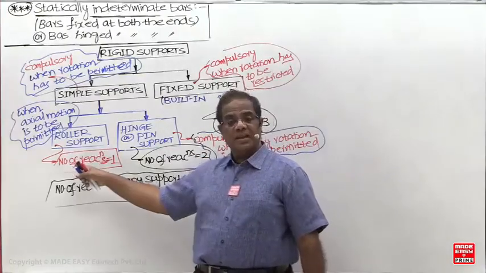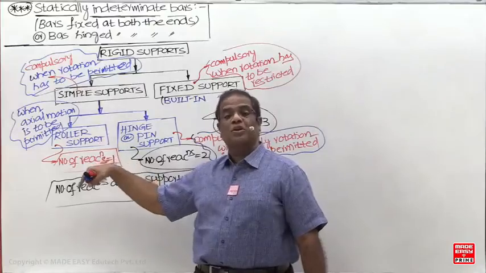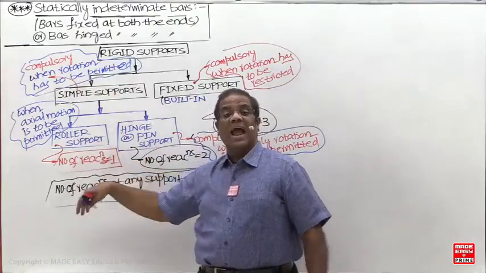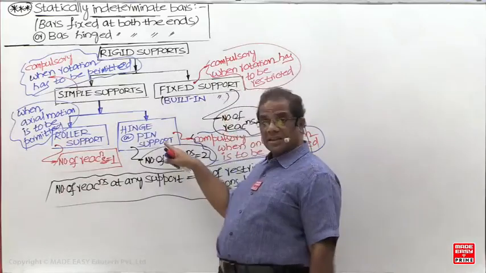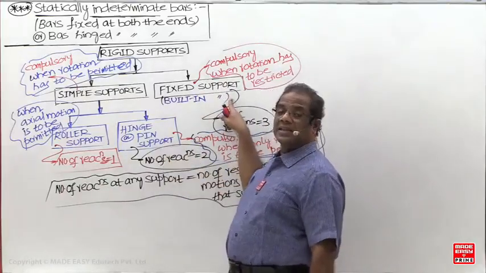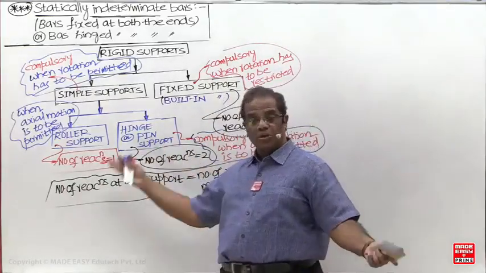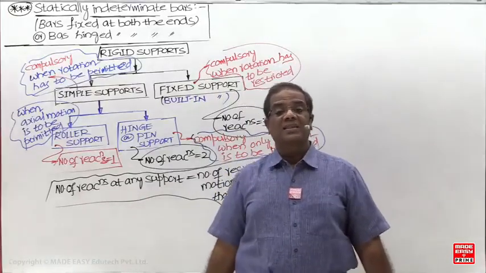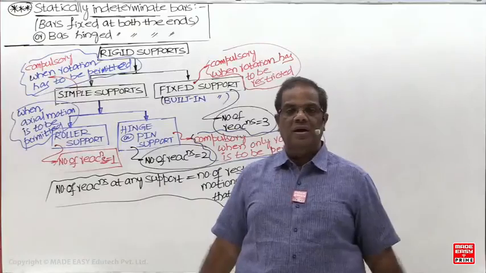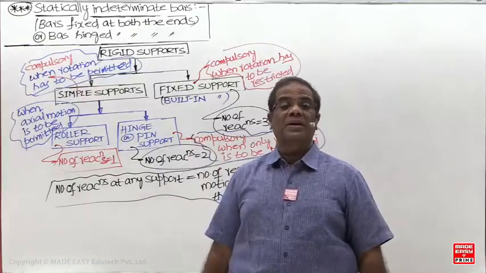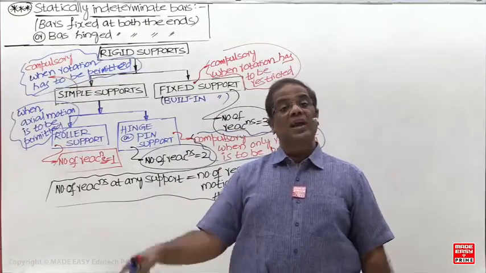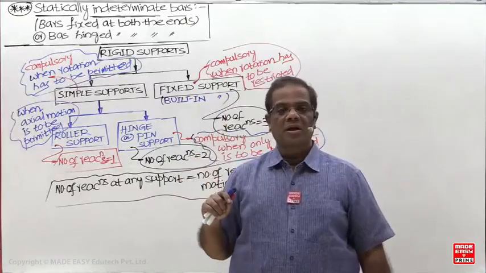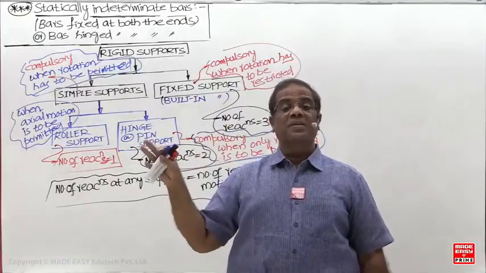And when this is compulsory, this will permit the axial as well as the rotation. Already rotation is permitted. But this is compulsory when axial motion is permitted, because this is restricting the axial motion. So whenever axial motion is permitted, it is a roller support. If only rotation is permitted, it is a hinge support. When rotation is restricted, it means a fixed support.